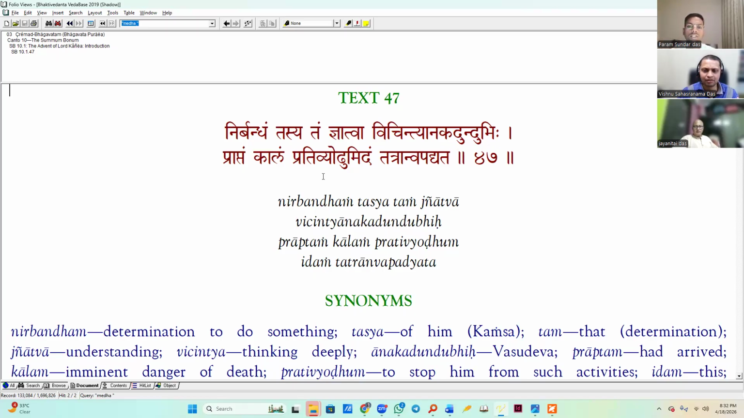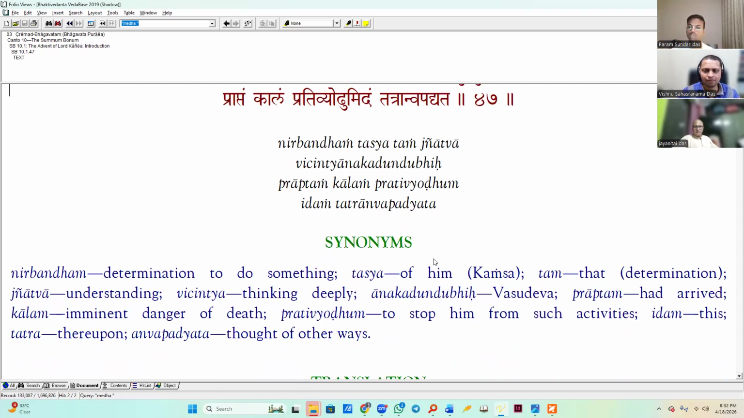Then he contemplated, Vichintya. Iti idam praptam kalam. So now he thought that the time has come of utmost danger, that my wife will be killed. So Prativyodhum Tatra Prativyodhum Anvapadyata. Then he again tried to switch the situation. Prativyodhum is to switch the situation, to stop him from such activities.